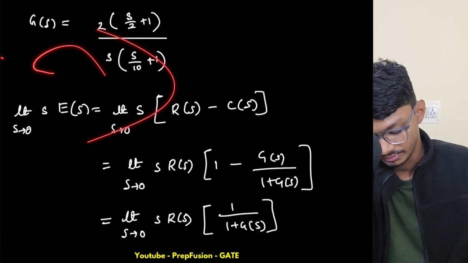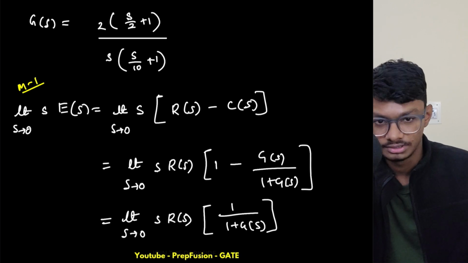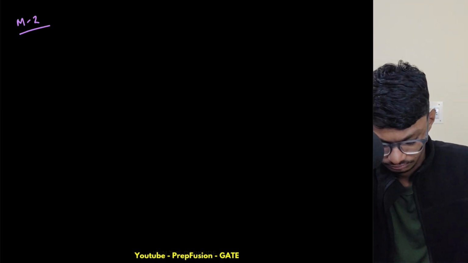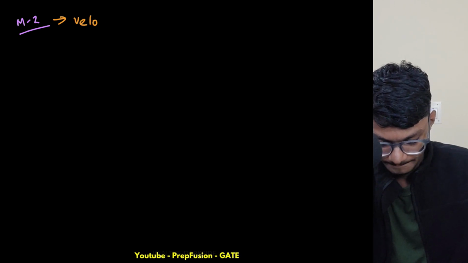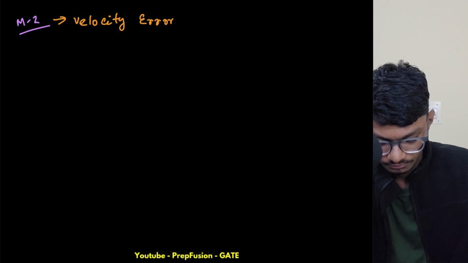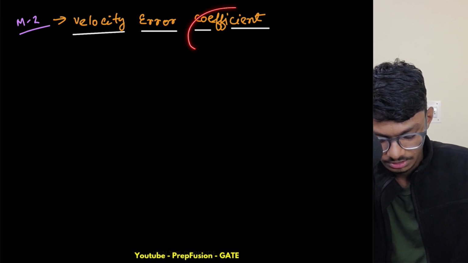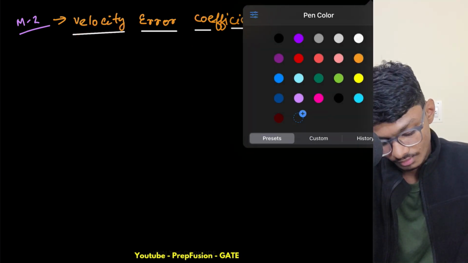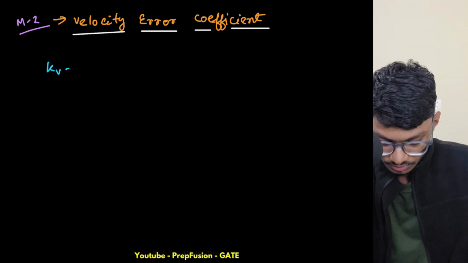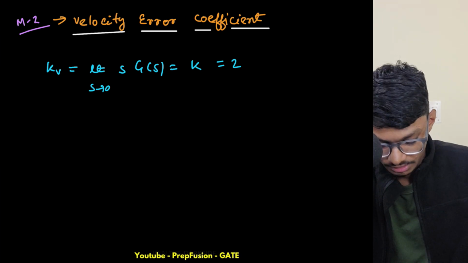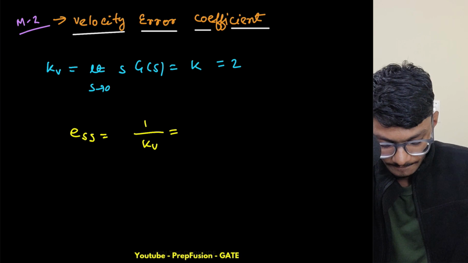Now this was the method for finding the value of steady state error. Another method is simply the velocity error coefficient. So what is Kv? Kv is equal to K itself, we know this. Kv equals limit S tends to 0 of S times G of S, which is K itself, equal to 2, and my steady state error will be 1 by Kv, which is 1 by 2, which is 0.5.